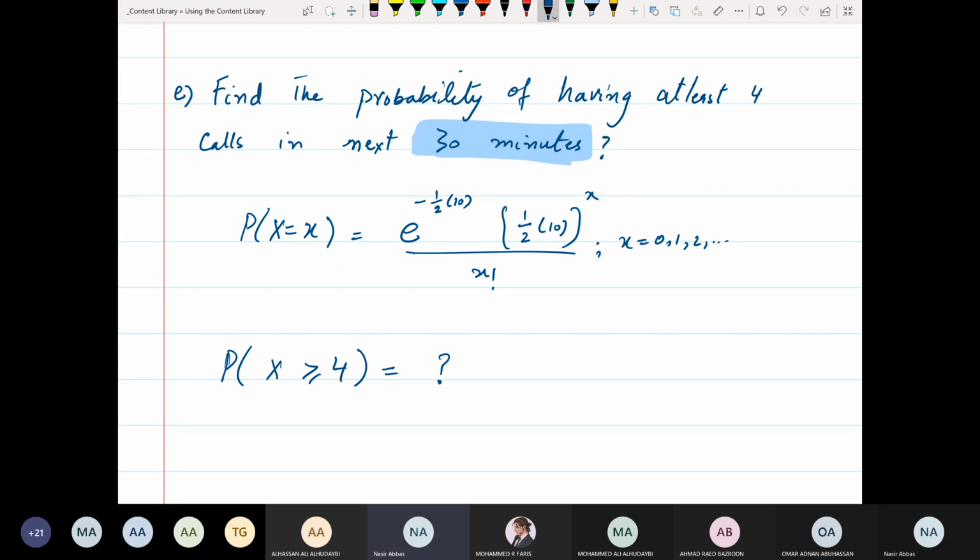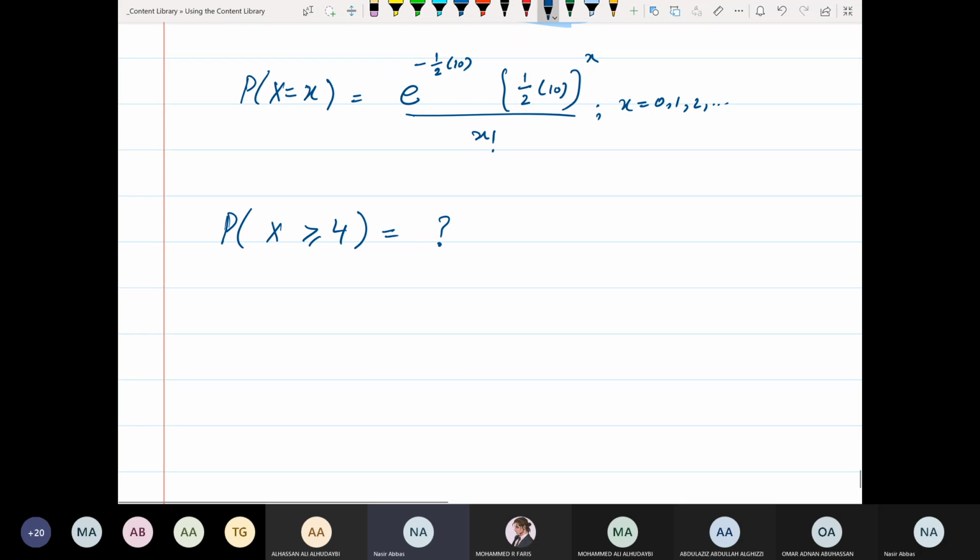Abdul Aziz. We can find the negation of this probability and then subtract it from 1. Yes, you're absolutely right. We cannot find this probability directly because there is no upper bound of Poisson distribution. This is basically equal to probability of x equals 4 plus 5 plus 6 plus 7 plus 8 plus 9 up to what we don't know, because there is no upper bound of Poisson distribution. So here you don't have a choice. You have to use the complement rule.